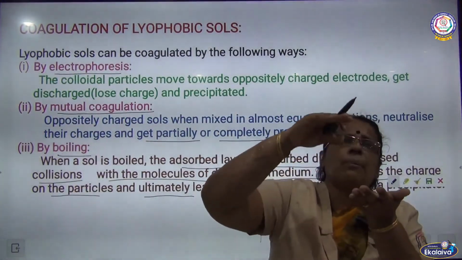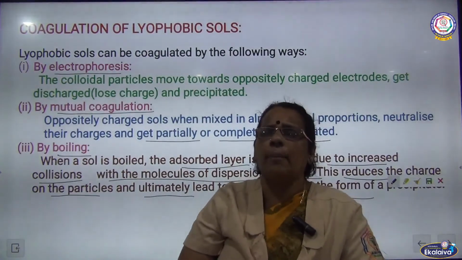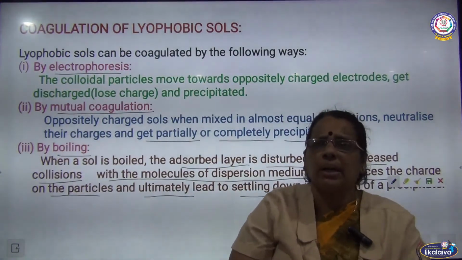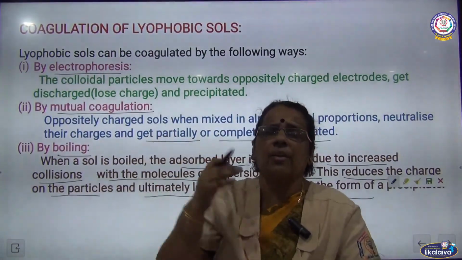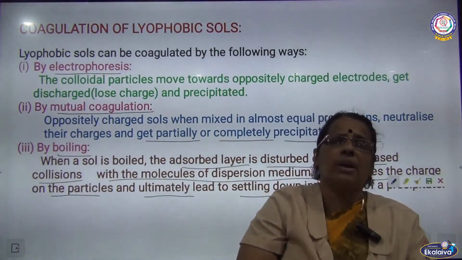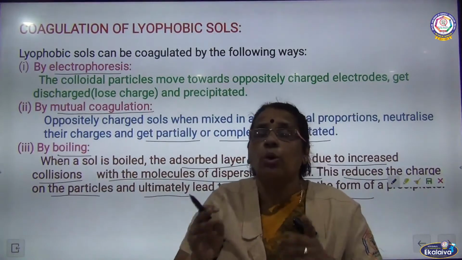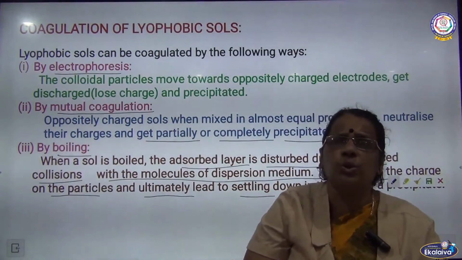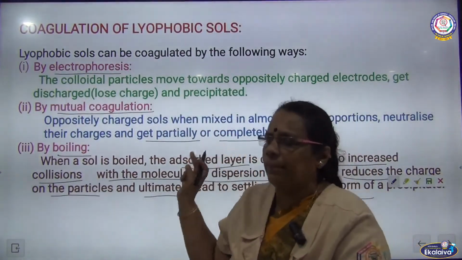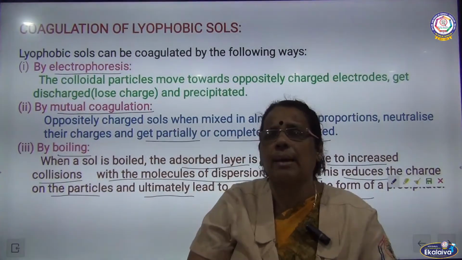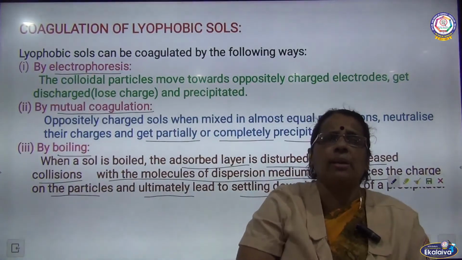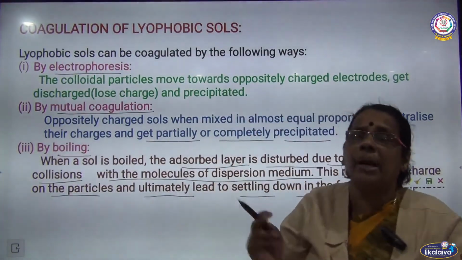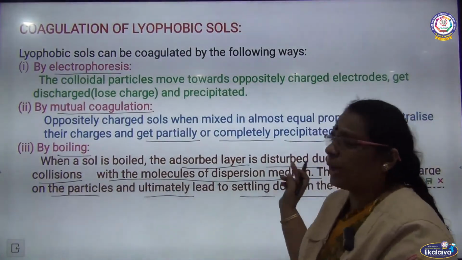So here actually what is happening? The colloidal particles are present at the surface. By boiling, what we are doing? We are disturbing the particles at the surface of the adsorbent. The collisions will be increased. Because of the increased collisions of the colloidal particles with the particles in the dispersion medium, coagulation is taking place, association is taking place, aggregation is taking place. Thereby the colloids are converted into a precipitate.